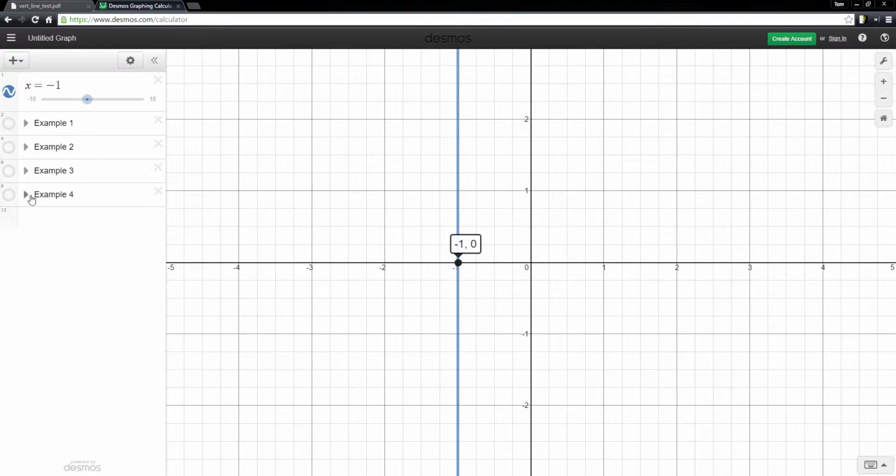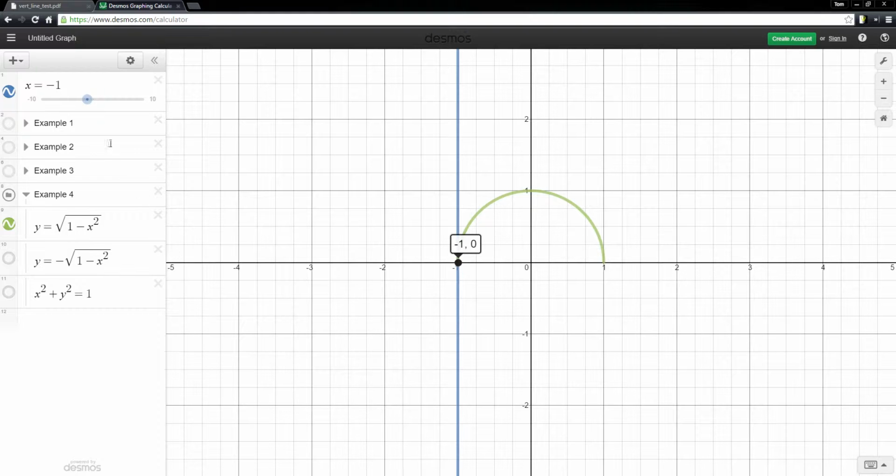Now the last example, example 4 right here. If you remember, in the previous video we looked at x squared plus y squared equals 1 and asked algebraically, does this equation define y as a function of x? We solved algebraically for y, and what we got were this function right here, y equals the square root of 1 minus x squared, and this one, y equals negative the square root of 1 minus x squared.